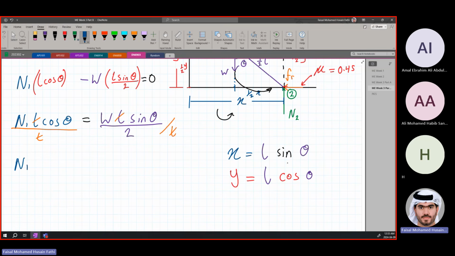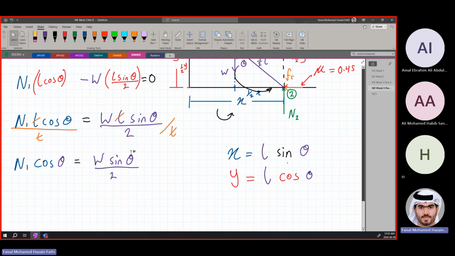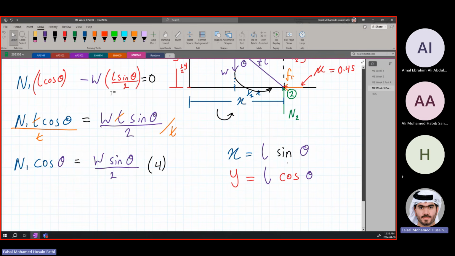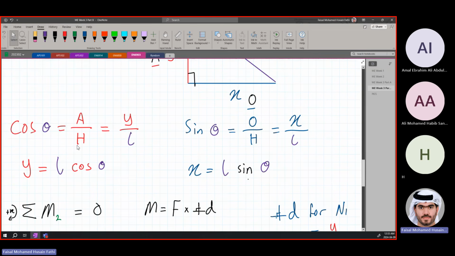So we have N1 cosine theta is equal to W sine theta over 2. Okay, so remember, theta is the answer we're trying to get. And this theta over here is the answer we're trying to get. And this is our fourth equation. So now we have relations between almost everything.